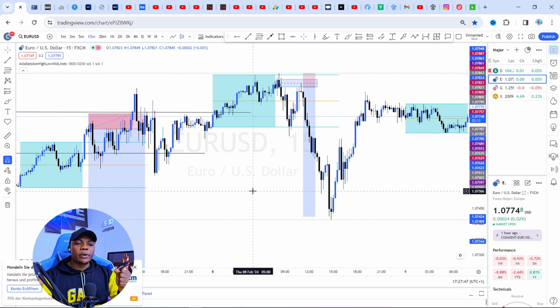Now one of the things I'm going to be advising you to do is that each time you are backtesting this, make sure that you try it out to see if it's going to work with your strategy. So this is one of the best methods that you can use to also pass your prop firm challenge.